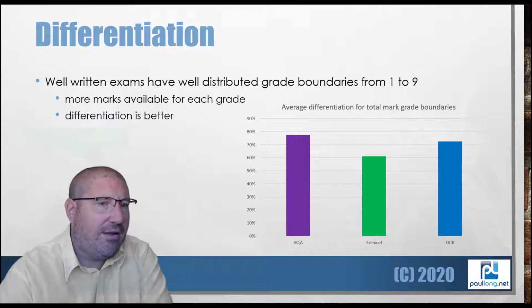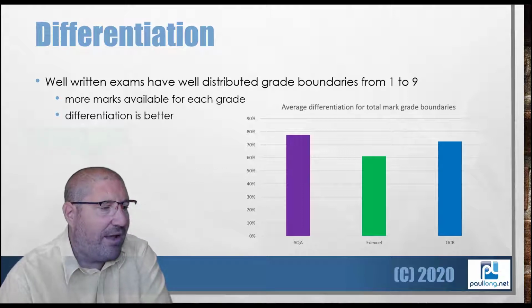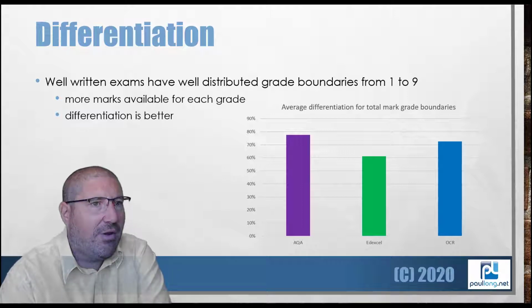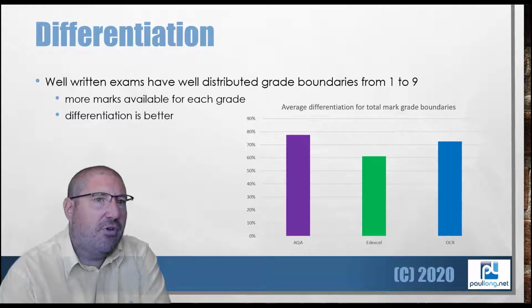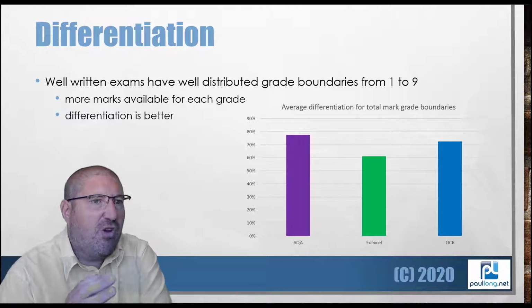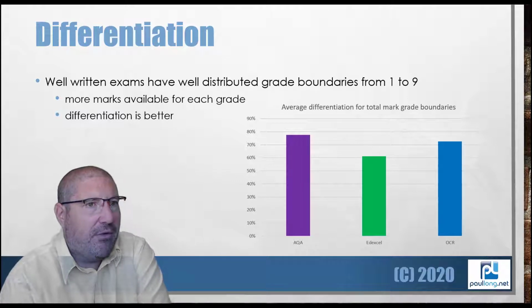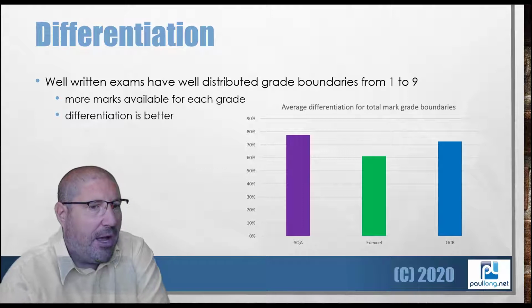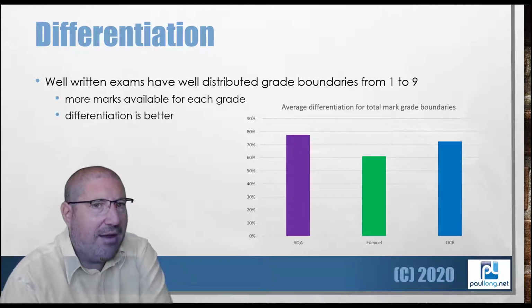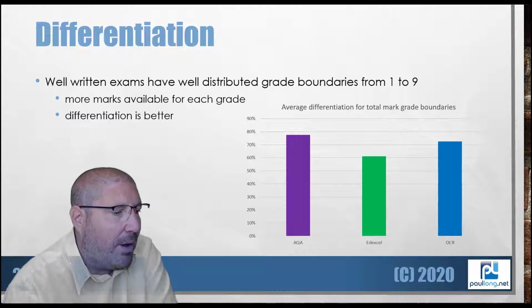Now the wider that difference, the more differentiated the exam is, and the more marks available for each grade, and it makes it less risky that a student is going to be dropping a whole grade because they've lost a couple of marks. It still can happen, but it's less risky because there's a wider distribution of marks.